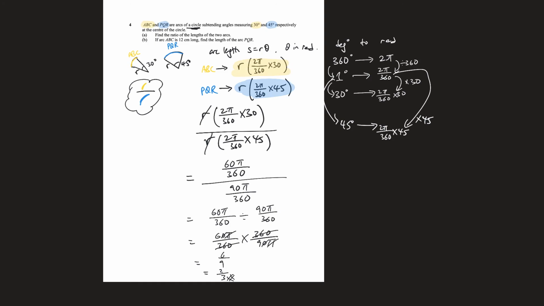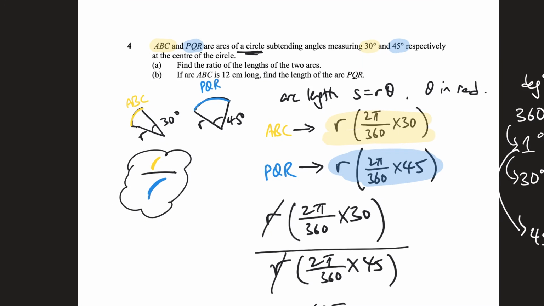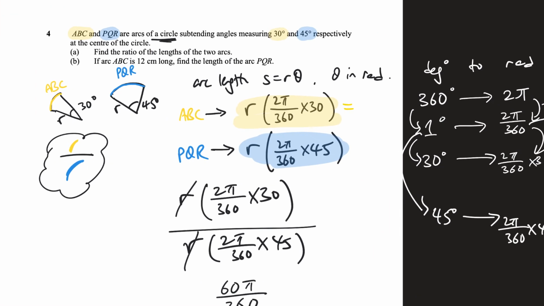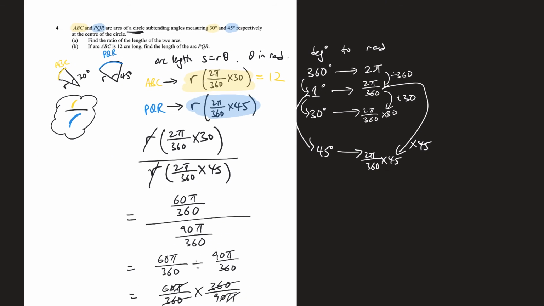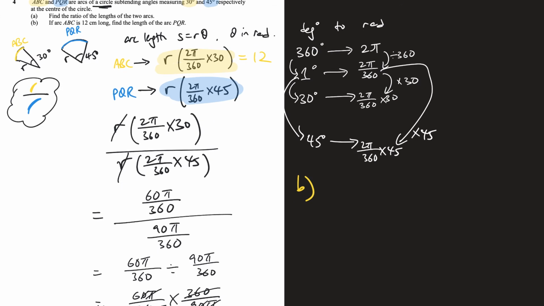So let's do part B, and now it says if arc ABC is actually 12 cm long, so now they're telling me that this is actually 12 cm long, that means this is actually equal to 12. They want me to find PQR. So what can I do? I'm just going to do my working over here for part B. So I'm going to say that R multiplied by 2 pi over 360, that equals to 12.